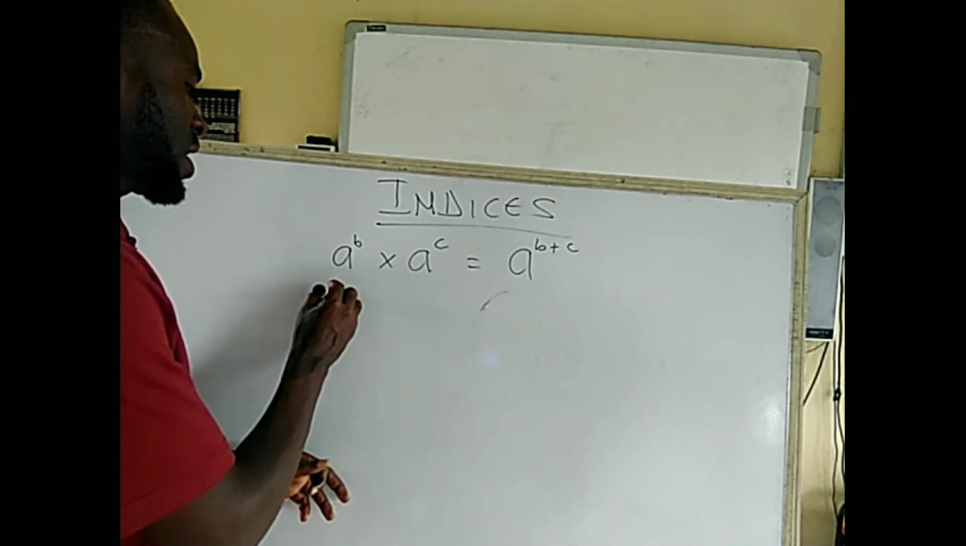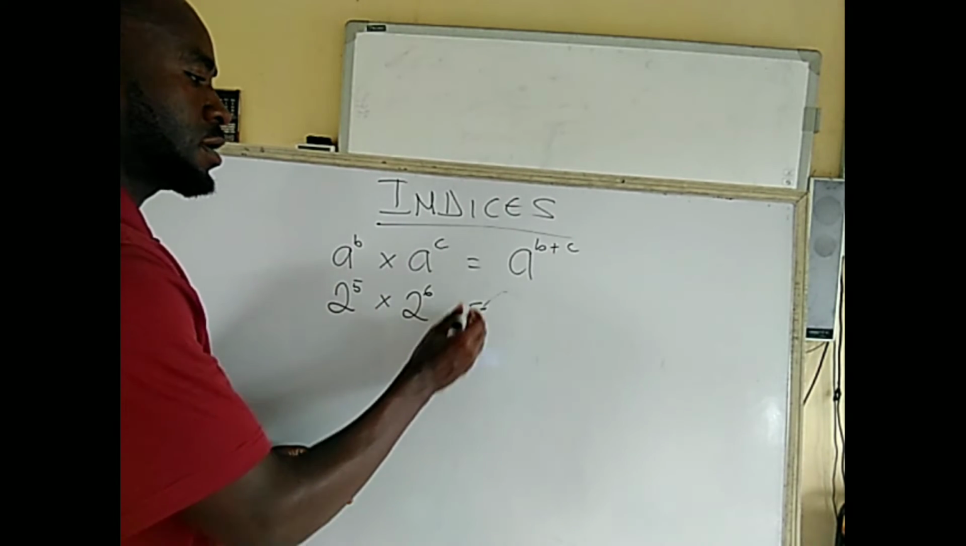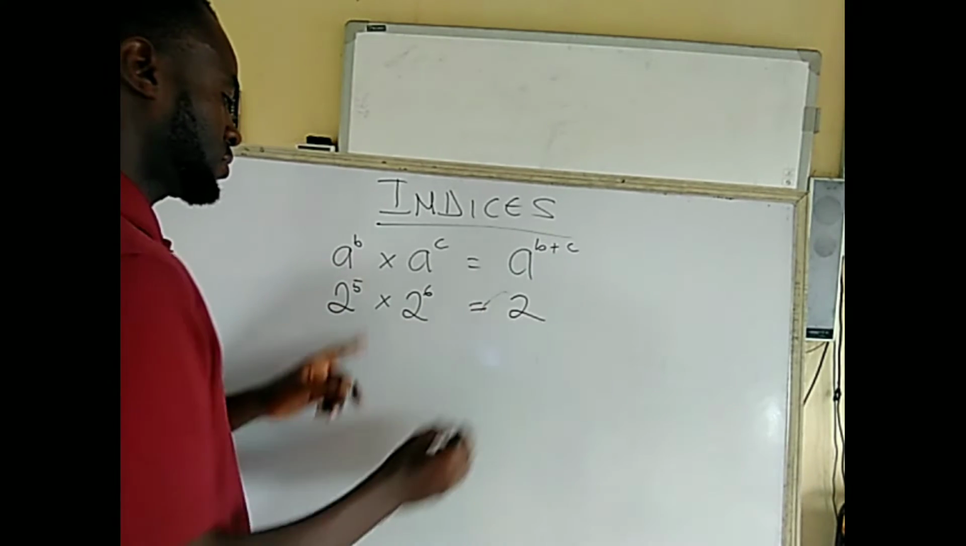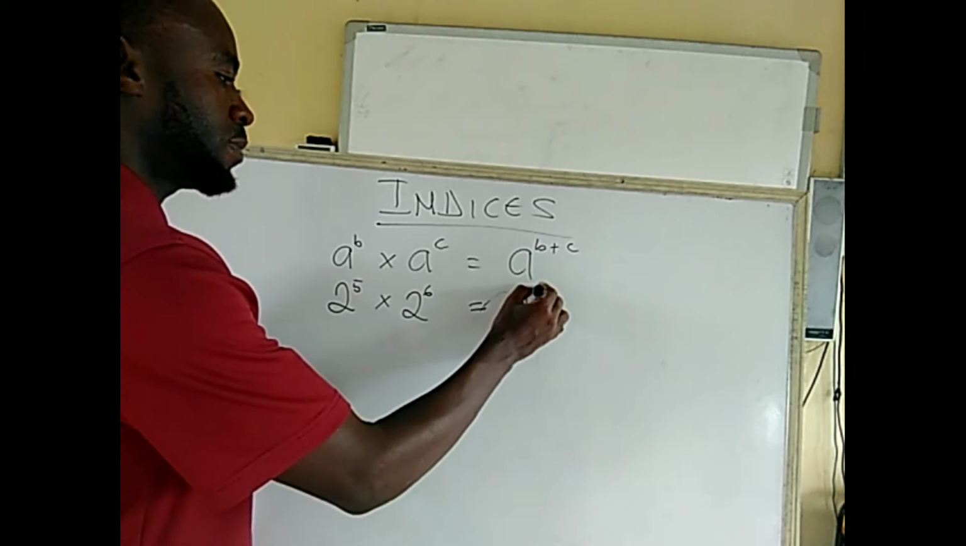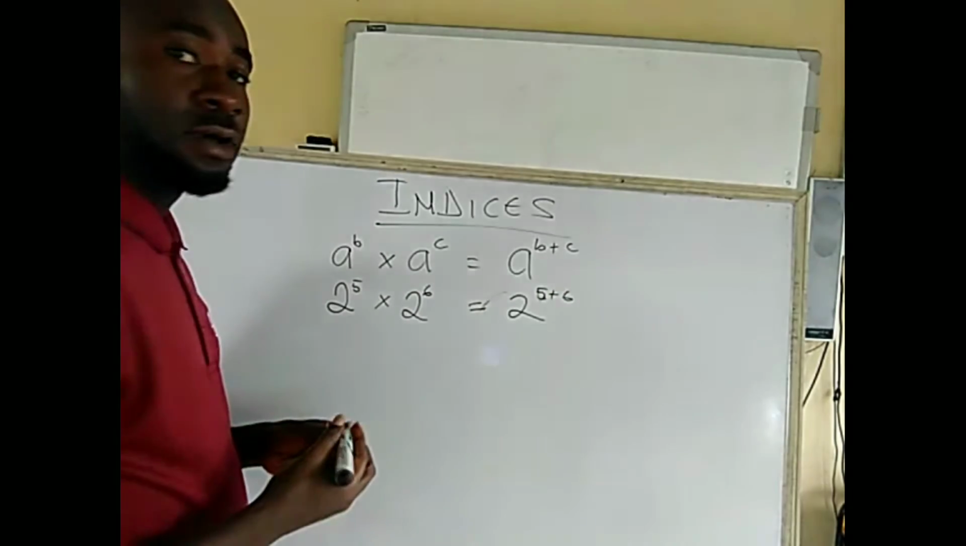So for example, if I have 2 raised to the power of 5 times 2 raised to the power of 6, since the bases are the same, I'm having 2, then I sum up the powers 5 plus 6.